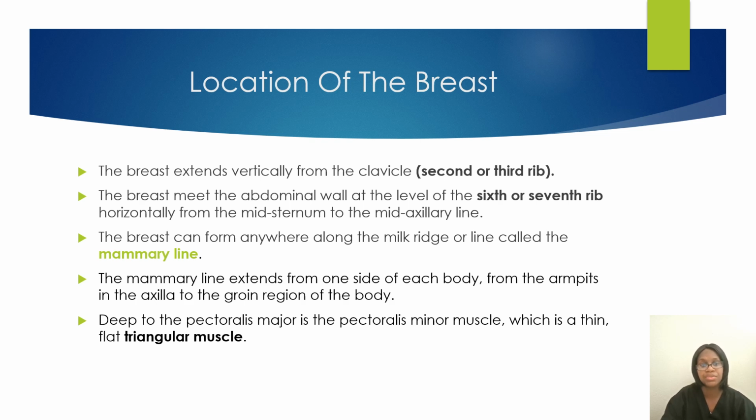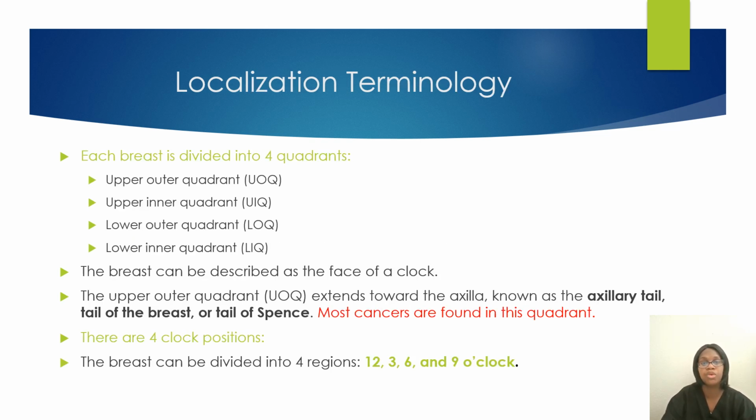Don't forget that you have pectoralis muscles. You have your pectoralis major and your pectoralis minor muscle. You also have more terminology. We talked about this a few slides ago, but you have four quadrants of your breast. Upper outer quadrant, know how it is abbreviated, the acronym, which is UOQ. And then you have your upper inner quadrant, lower outer quadrant, lower inner quadrant. And that's because we describe the breast like a clock. So you will also see that we say 12, 3, 6, 9 o'clock.